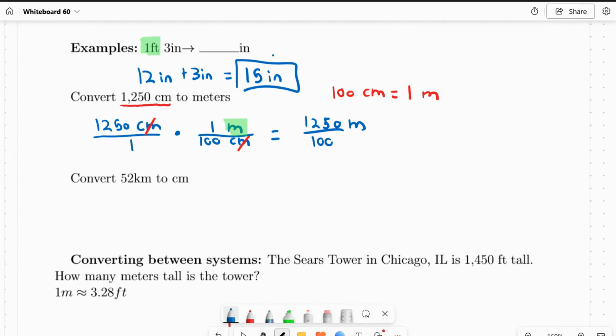For all of these problems, we're going to want to calculate these out all the way. So let's actually do our division here. 1,250 divided by 100 is going to leave me with, actually, 12.5 meters. Our last example here, you can do on your own.